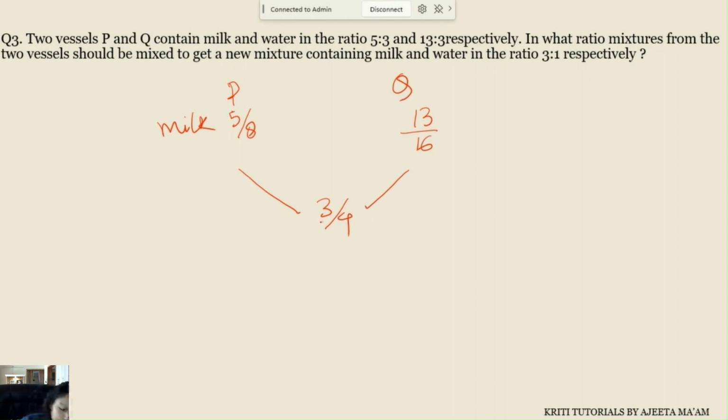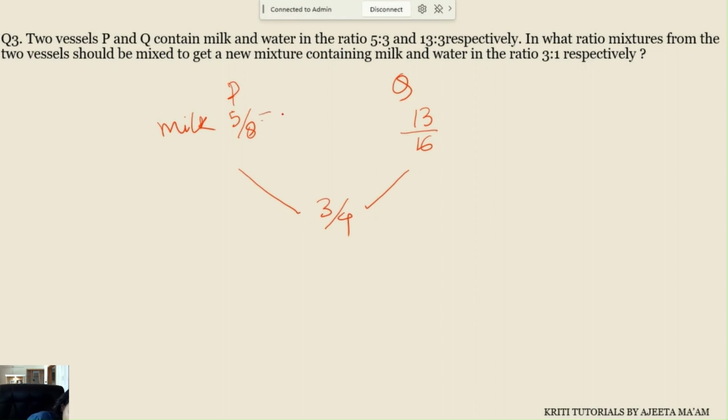Now if you see 4, 8, 16, the denominators in all the three fractions are different. We can make them the same by taking their LCM. Correct? By taking their LCM of 4, 8 and 16. What's the LCM? The LCM is simply 16.